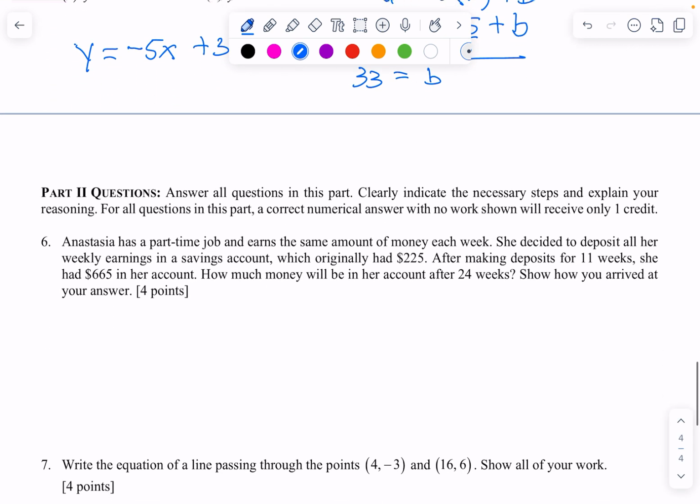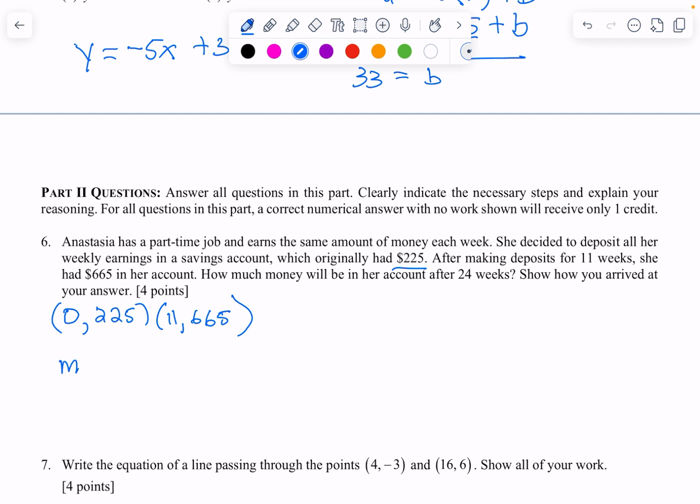All right. Anastasia is saving from a part-time job. She decides to deposit all her weekly earnings in a savings account, which originally had $225. After making deposits for 11 weeks, she has $665. So she actually gave us 2 points, right? When she starts out, at time 0, she has this $225. And then after week 11, she has $665.